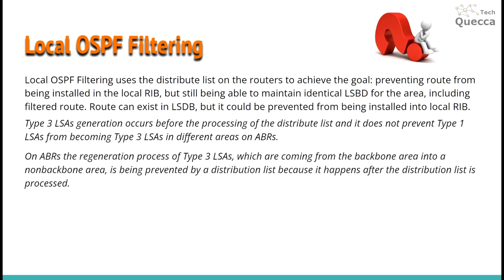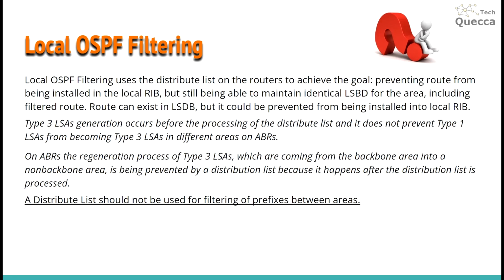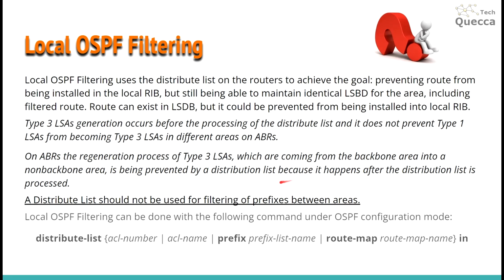On ABRs, the regeneration process of Type 3 LSAs, which are coming from the backbone area into a non-backbone area, is not prevented by the distribute list because it happens before the distribute list is processed. A distribute list should not be used for filtering of prefixes between areas. The local OSPF filtering can be done with the following command: distribute list, then you can use one of these options: ACL number, ACL name, prefix list with prefix list name, route map with route map name, and then the keyword in.